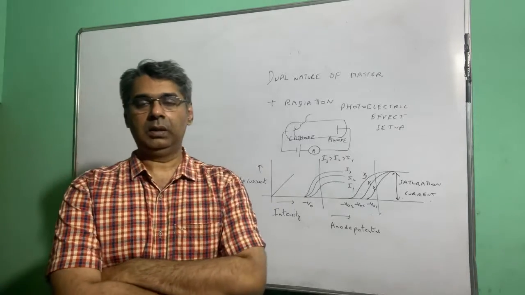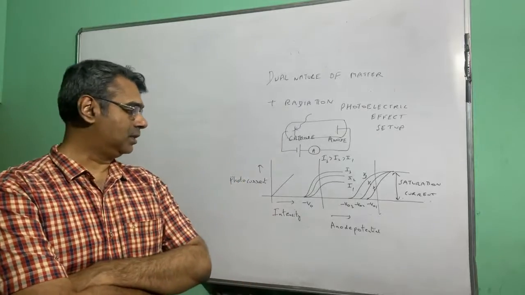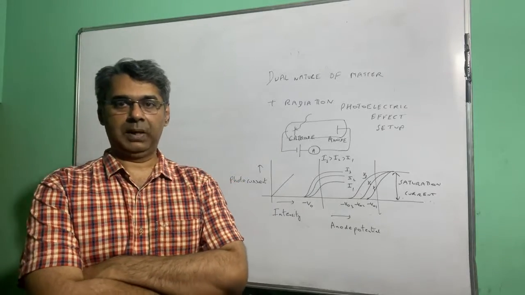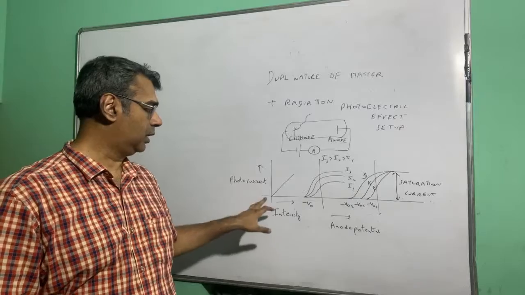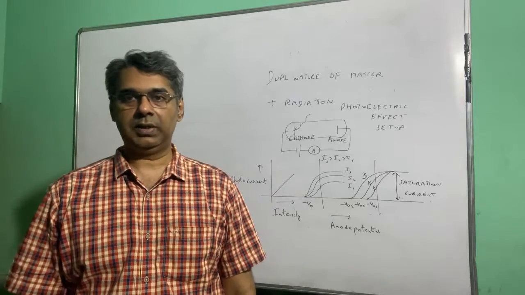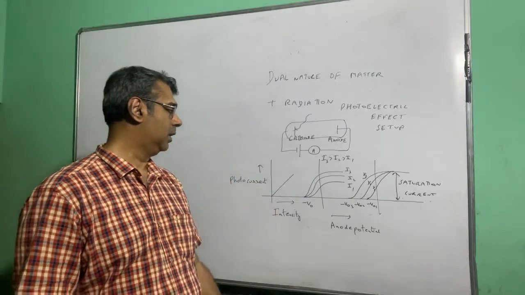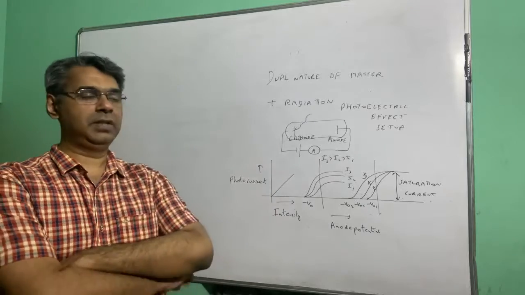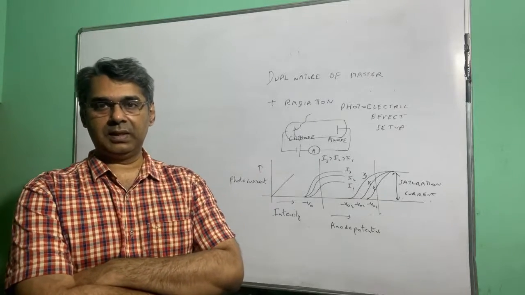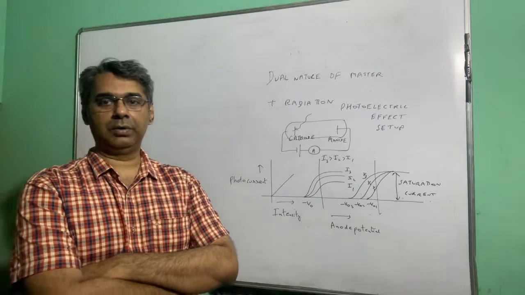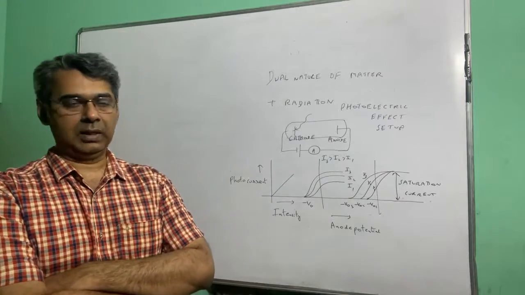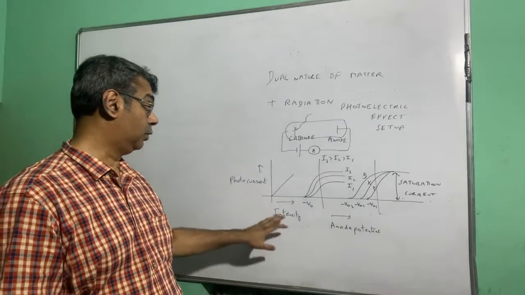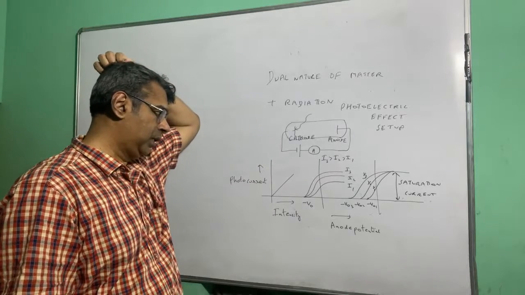So it was found that the graph of photocurrent versus intensity is a straight line passing through the origin. That means the photocurrent and intensity are proportional. If you increase the intensity, you will get more photocurrent. If you decrease the intensity, you will get less photocurrent.